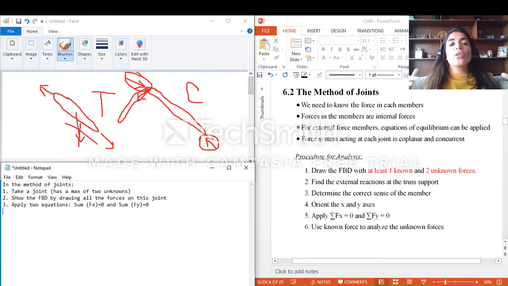So I only have 2 unknowns. I cannot have more than 2 unknowns. If I have more than 2 unknowns, this means that I should start with another joint in order to solve for this problem. So this is the explanation of the first part of this chapter, the method of joints. Let's now solve problems. Thank you.